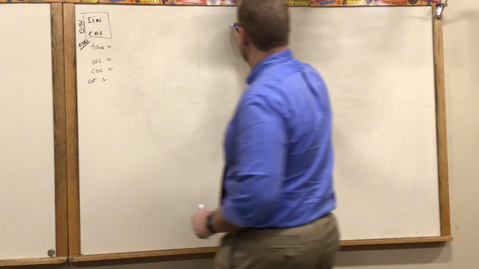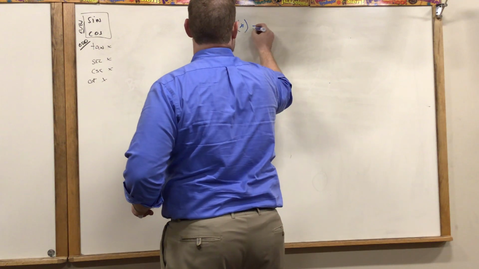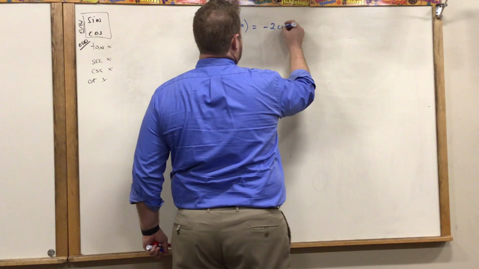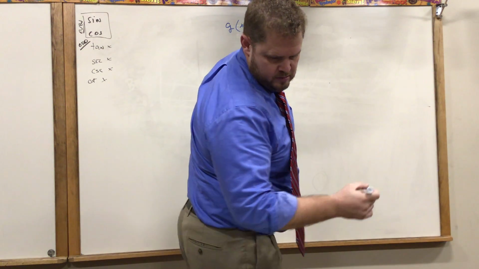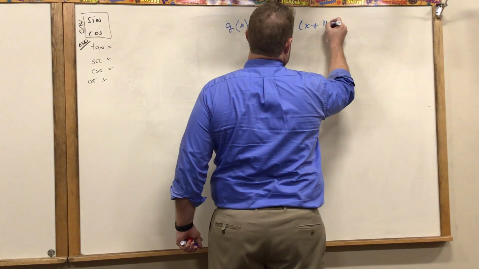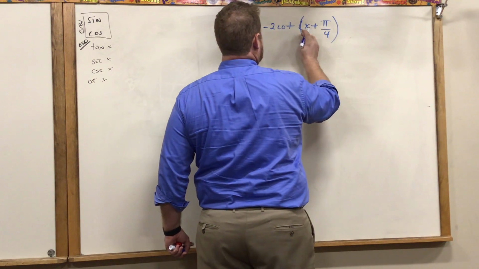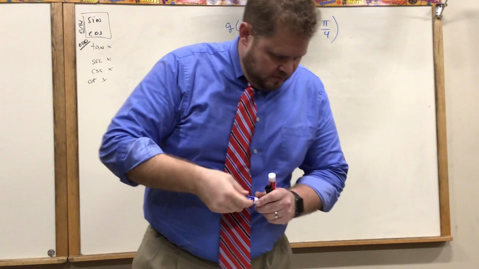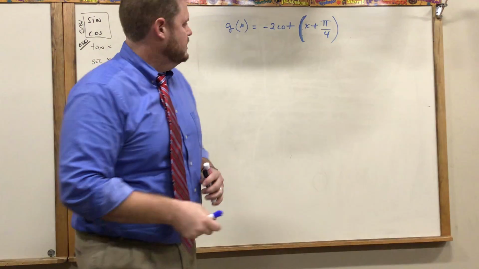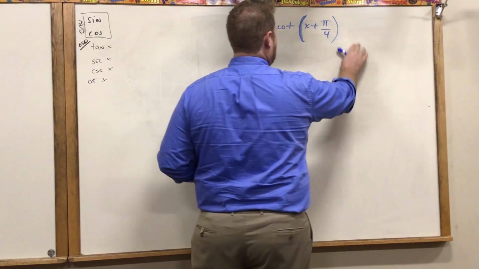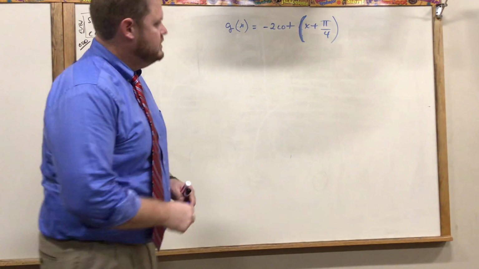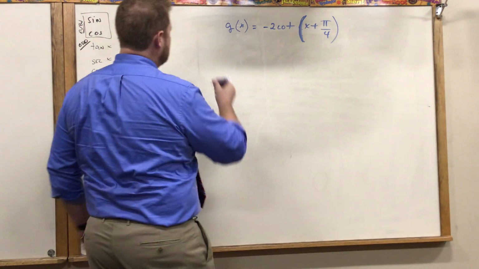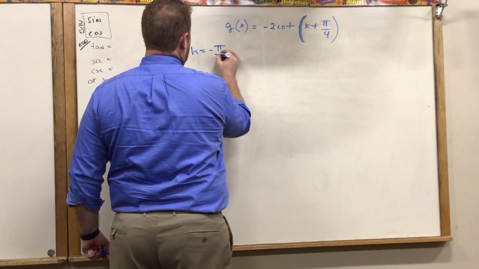So if I have g of x equals -2 cotangent of x plus pi over 4. Now you kind of have to take into account everything from the first. Where would the shift be? Because remember, if it's inside the parentheses, it's shifting it. What way is it going to shift it? Left to right, right? And it's positive inside, so it's going to shift it to the left. So your phase shift is h equals -pi over 4.